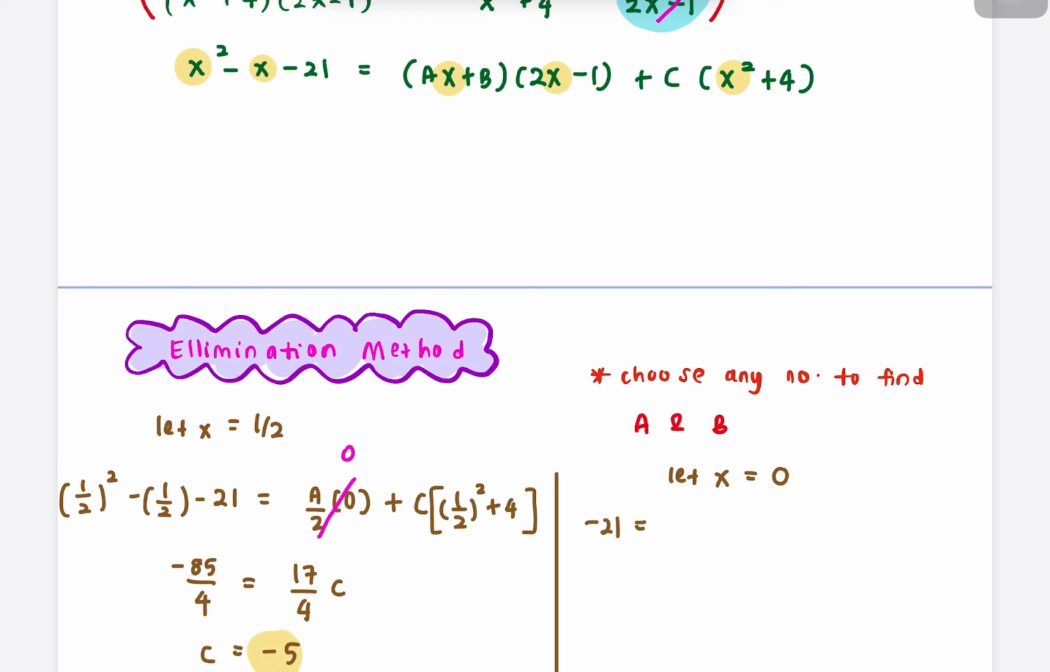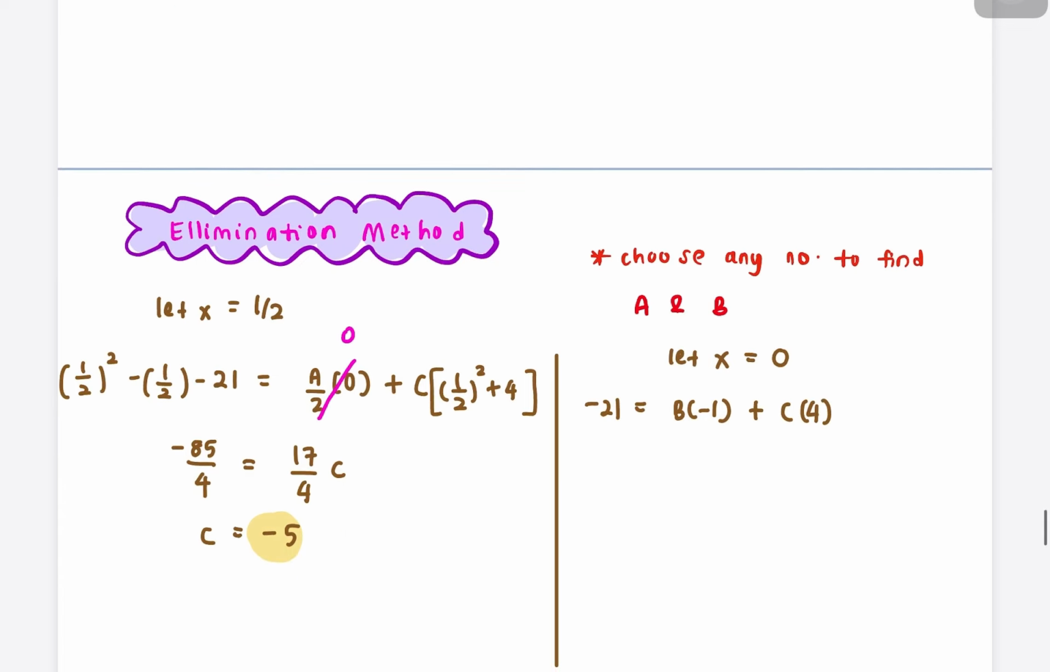Okay, so solve for this one. -21 equal to -b plus 4c. So just now you have c equal to -5. Just substitute c here with -5. So you will have b is equal to 4 times -5 is -20, plus 21. So b value will be 1. So you have another unknown, which is b.